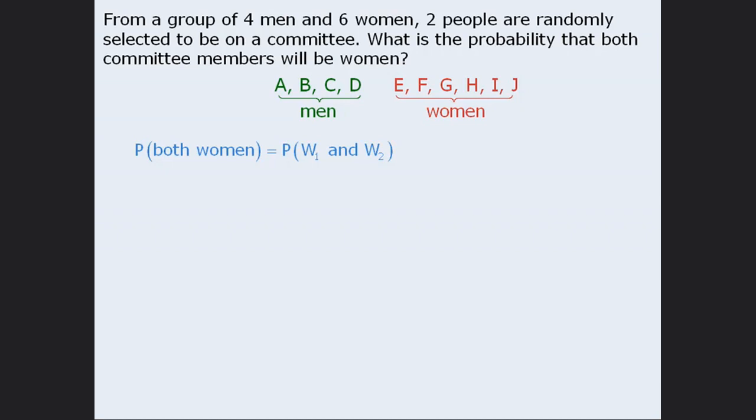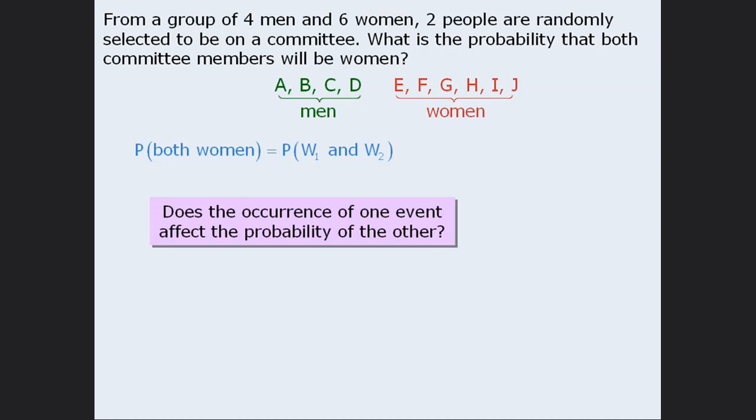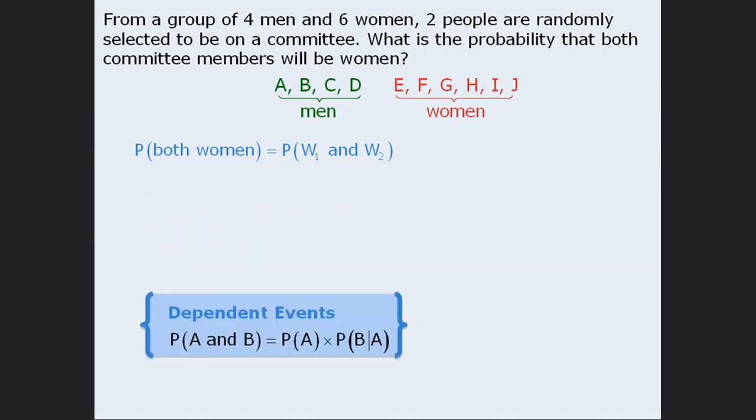To do this, we'll ask the question, does the occurrence of one event affect the probability of the other event? For example, if the first person selected is a woman, does this affect the probability of selecting a woman as the second person? The answer here is yes, so these two events are dependent, which means we'll use this formula. When we apply this formula, we get the following.